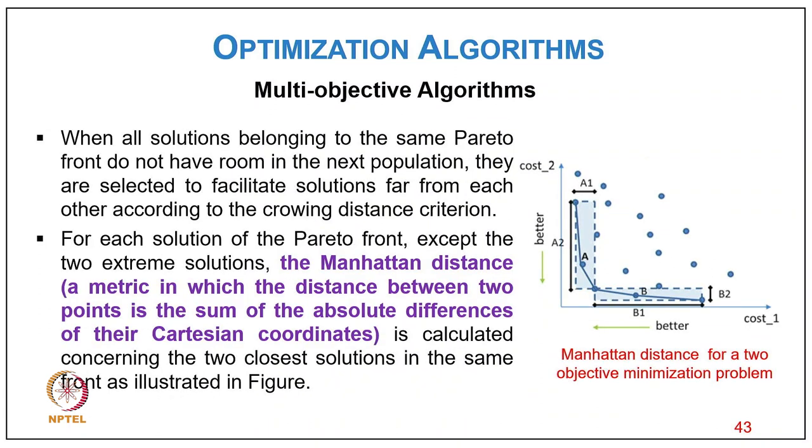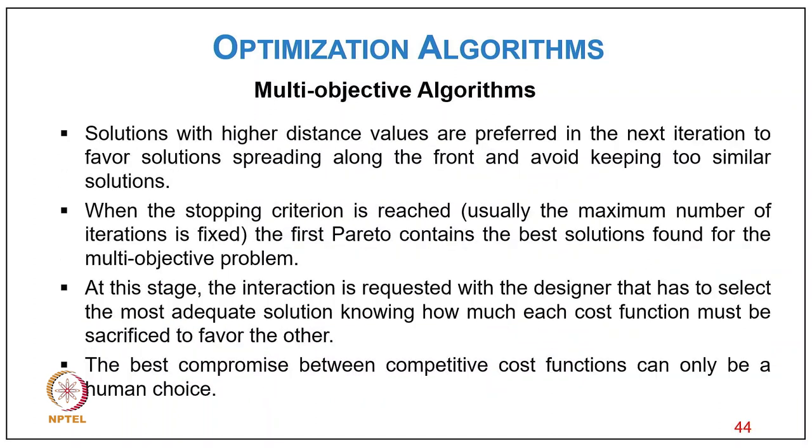Now, when all the solutions belonging to the same Pareto front do not have room in the next population, they are selected to favor solutions far from each other according to the crowding distance criteria. For each solution of the Pareto front except the two extreme solutions, the Manhattan distance, a metric in which the distance between two points is the sum of the absolute differences of their Cartesian coordinates, is calculated with respect to the two closest solutions in the same front, as shown in the figure. Solutions with higher distance values are preferred in the next iteration to favor spreading along the front and avoid keeping two similar solutions.